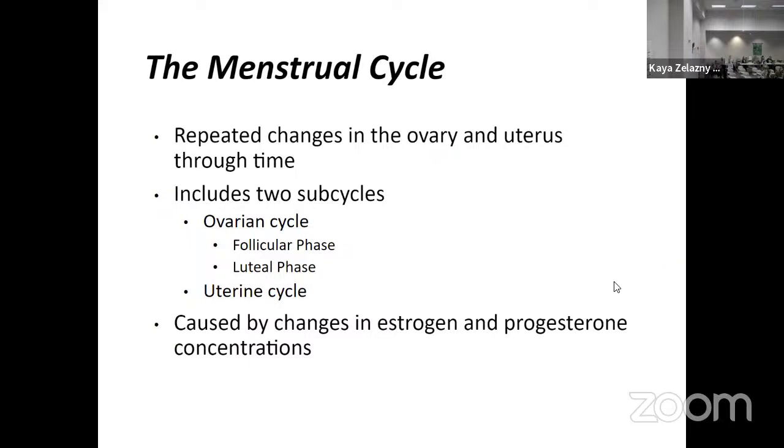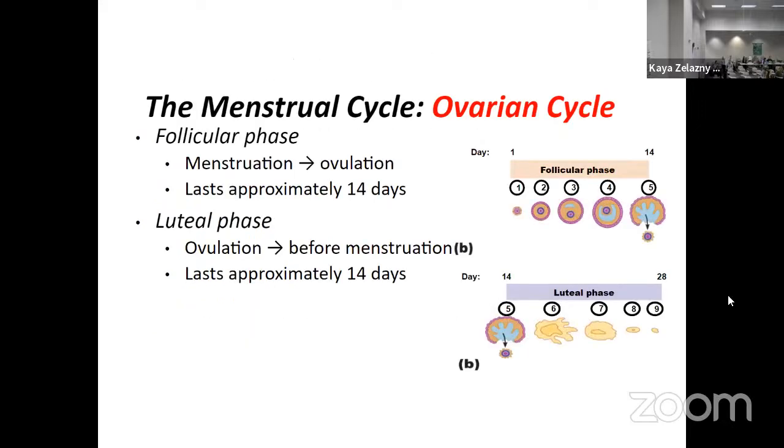We mentioned that we have 2 different subcycles: an ovarian cycle, which concerns eggs and their release and some hormones, and we're also going to go over the uterine cycle today. Overall, this cycle is driven by changes in estrogen and progesterone. So we started by breaking out the ovarian cycle.